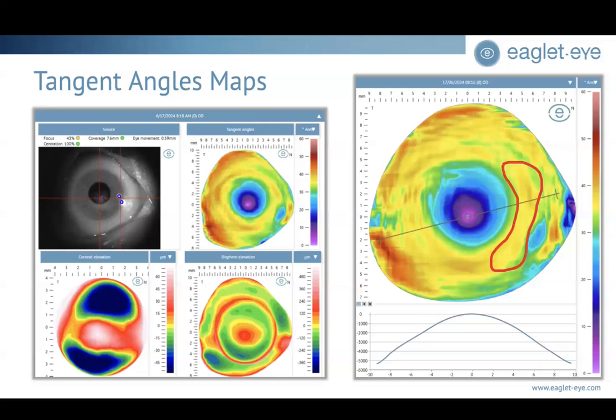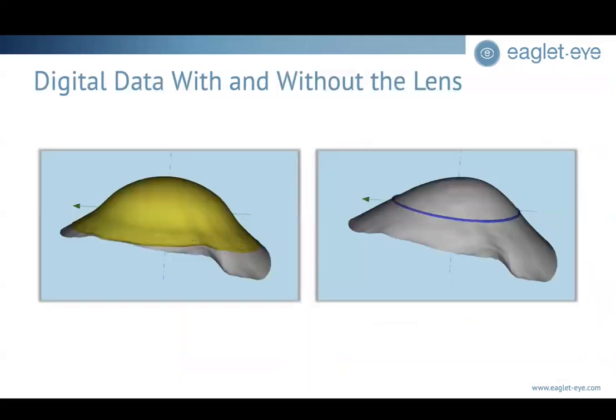The lesson here and how to use the data is we would actually pull this tangent map and not trust the patient. Don't trust the patient. They're going to do what they're going to do sometimes. And so we always want to take a look at these maps to do a better job of making sure that our data is nice and clean. Here's an example of digital data. So I wanted to just pop this in here with and without the lens.